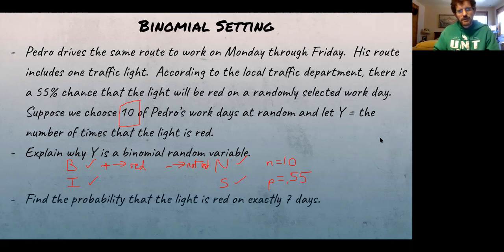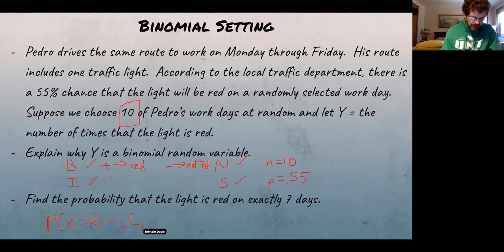We're going to now find the probability that the light is red on exactly 7 days. And I just need to reiterate here, we can only do this calculation because we've confirmed that it meets these criteria. So now we're saying, okay, we're good to go. Let me remind you of that formula, which is the probability that x equals a specific number of successes is going to be n choose k times the probability of success raised to the power of k times the probability of failure raised to the power of the number of failures, which is n minus k.